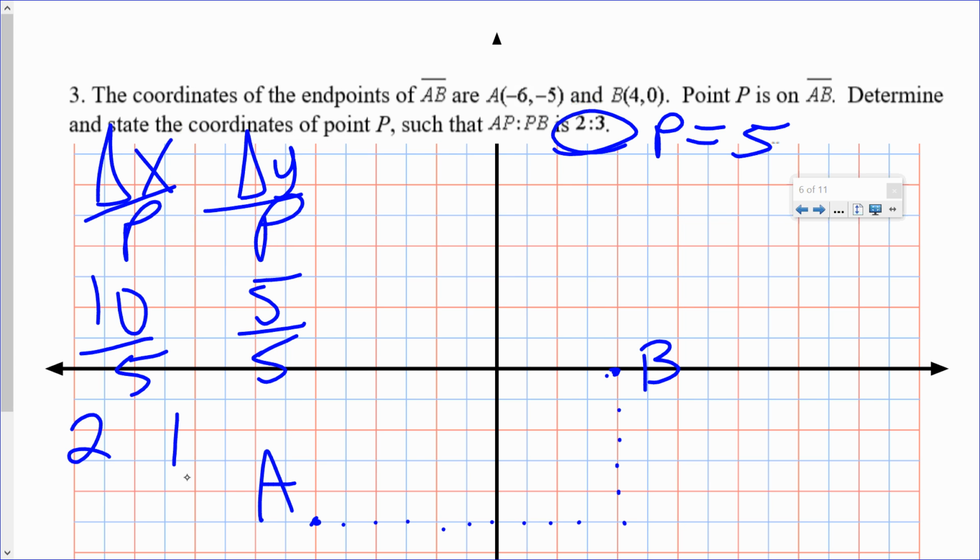Now I'm going to go to my graph and I'm going to count 2 in the x direction and 1 in the y direction. So I'm going to give you about 20 seconds right now to do that on your own. Starting at A, since it says AB, A is first, we're going to start at A, count 2 in the x, 1 in the y, make a point, and keep on going until you get to B. Take about 20 seconds to try that on your own.